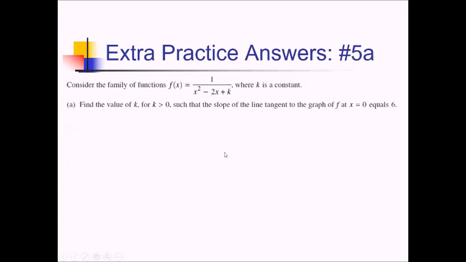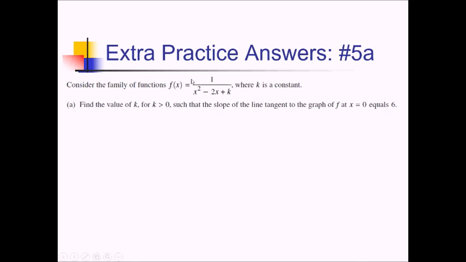For this free response problem, we're using the function family 1 over x squared minus 2x plus k for some constant k. First part of this problem, they want us to find a positive value of k so that the slope of the tangent line for this thing is going to be 6 if x equals 0. All right, so let's go ahead, and if we're talking about tangent line slopes, we should probably take the derivative of f just to see what that looks like.